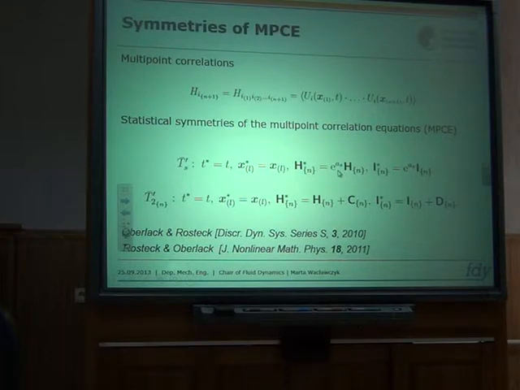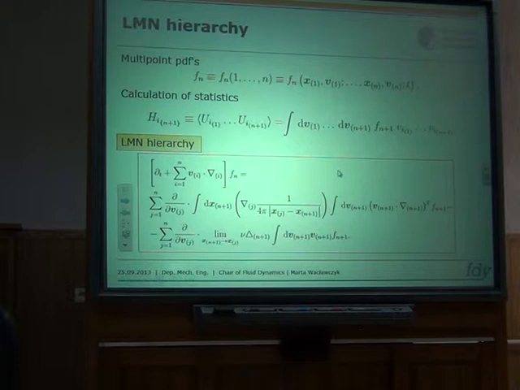So now, to change the subject to the problem of the multi-point correlation equation, to the equation for the PDFs. First, I recall that for the set of equations for the multi-point correlations, there were two statistical symmetries found in the paper of Professor Oberlack and Andreas Rostek. The professor was talking in detail about this approach. We did it now with the Lundgren-Monin-Novikov hierarchy of equations for the n-point PDF functions, and this has such a form. And the question was also, can we find any additional symmetries, something analogous to the symmetries found for the multi-point correlations?